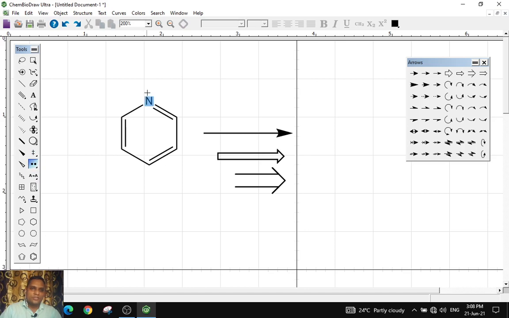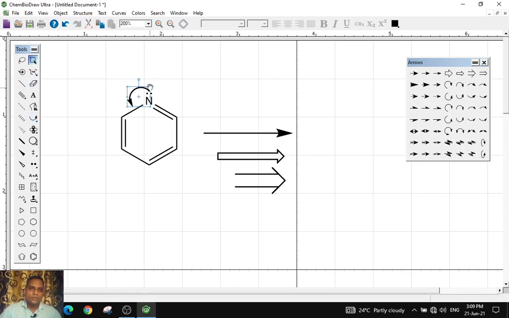Yeah, this button is there. So nitrogen is having the lone pair, and you can keep it on the nitrogen atom, and then you want to show this nitrogen is delocalizing something like this inside the ring, so you can show it by using the arrow. After clicking on the arrow, you can also change the shape of the arrow.